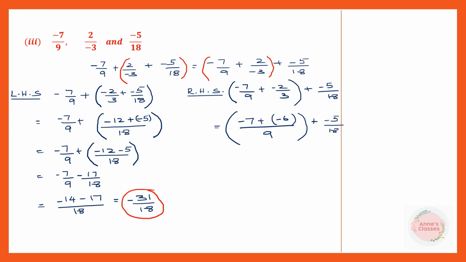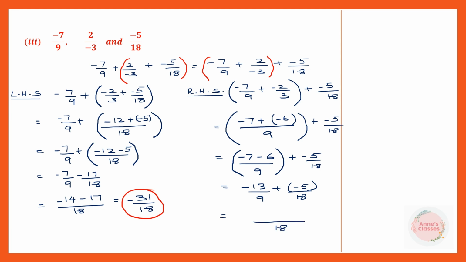Now, if you have to work out what's within brackets here, let's open the brackets here. Minus 7 minus 6 by 9 plus minus 5 by 18. So this becomes minus 7 minus 6. Signs are the same. So we put the same sign and we add 7 plus 6 is 13. So minus 13 by 9 plus minus 5 by 18. So here, as you can see, the denominators are different. We have to find the LCM of the denominators 9 and 18. So the LCM will be 18 in this case.